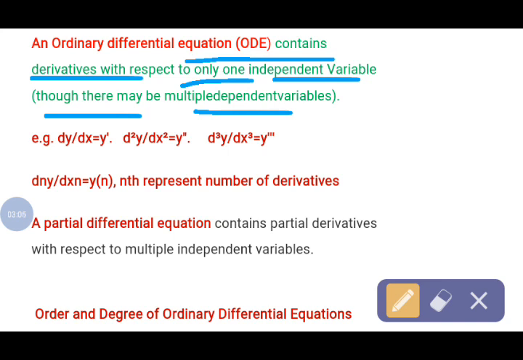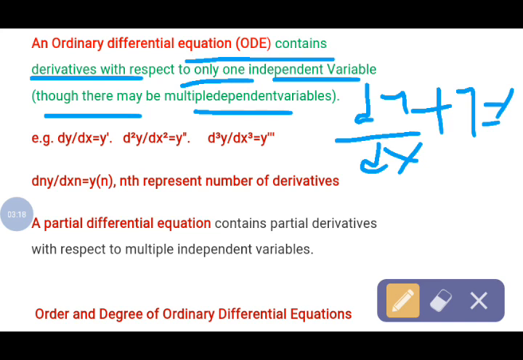For example, a first order ordinary differential equation may be written in the form of dy divided by dx plus y is equal to x. In this case, y is first order and we have only one independent variable and one dependent variable. But in the case of second order ordinary differential equations, we may have two dependent variables for only one independent variable.